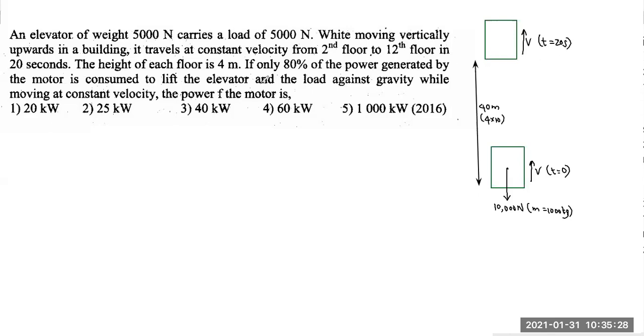If only 80% of the power generated by the motor is consumed to lift the elevator and the load against gravity while moving at constant velocity, the power of the motor is, right.